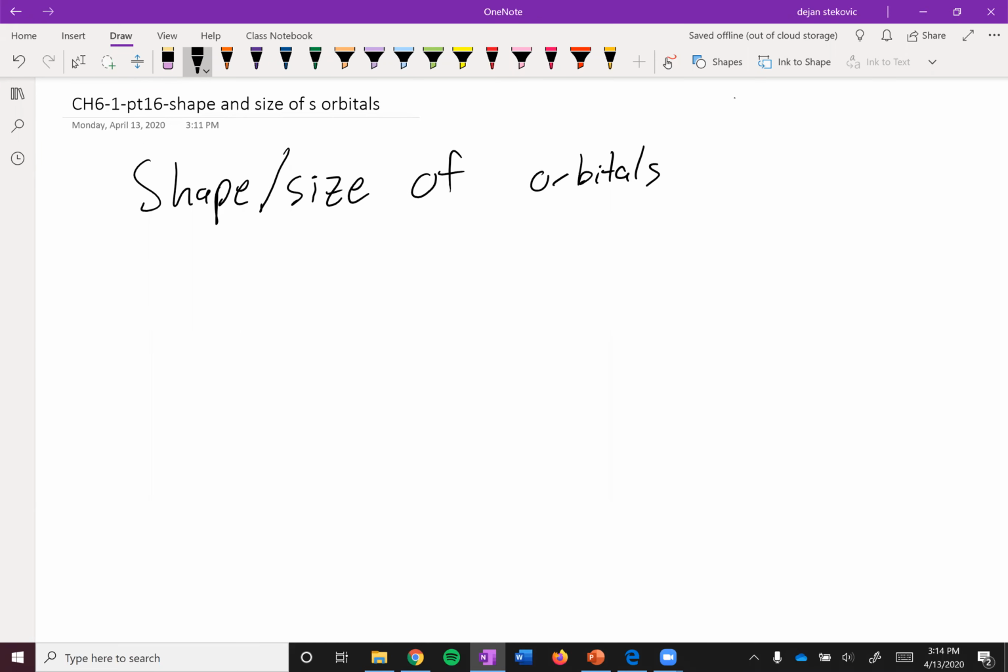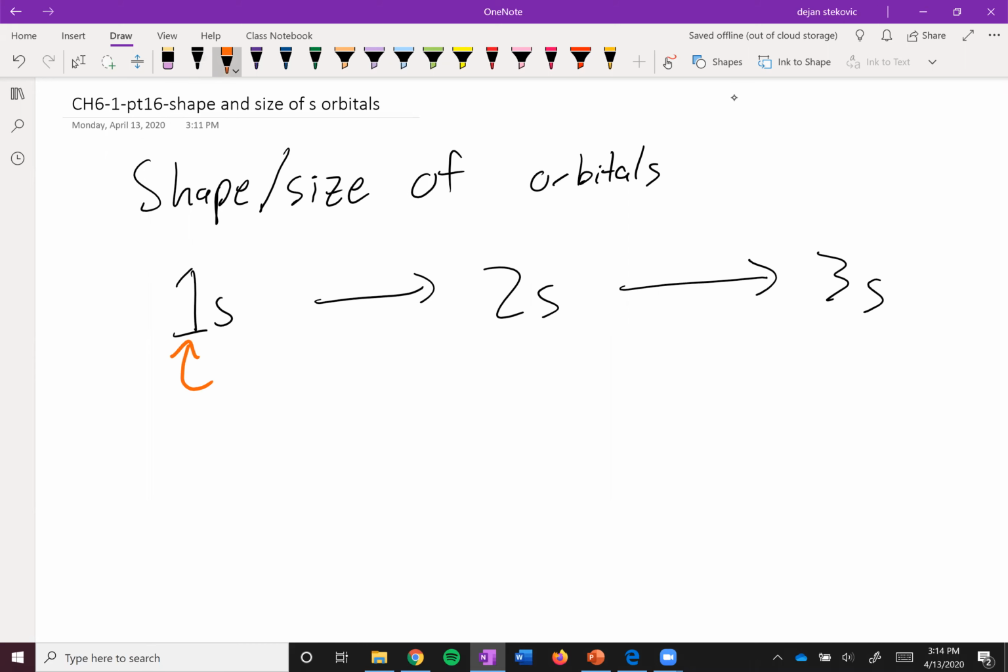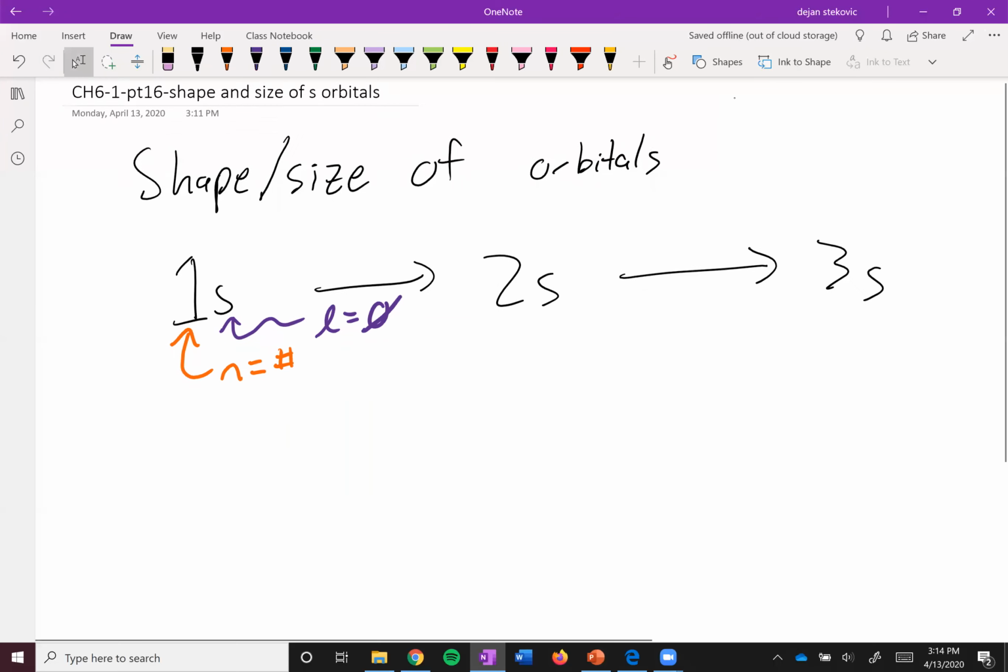All right, so we learned about these quantum numbers and how they tell us where an electron is located. So let's take a look at the shape and size of some orbitals, and we're just going to look at the s orbital. So we're going to look at a 1s orbital, a 2s orbital, and a 3s orbital. Remember, this number right here is n, right? So n equals some number, 1, 2, or 3. And then this letter designation is from L equals 0, right? We're talking about s orbital, so we're talking about L equals 0.